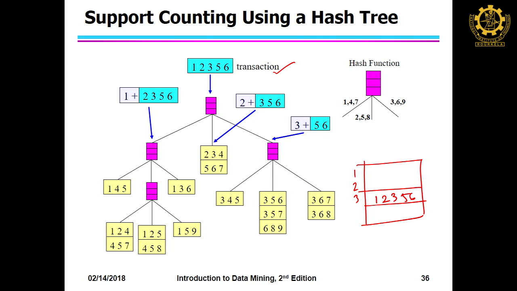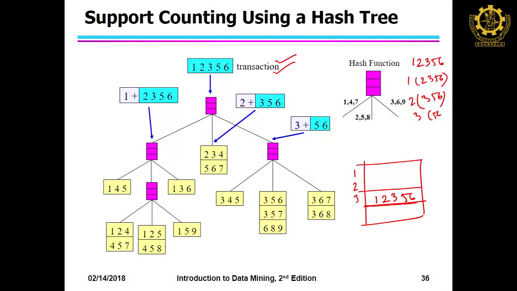As I said in the earlier class, for each transaction we will generate all probable item sets, not worrying about whether they are frequent or not; that we will test later. How do you generate them from 1, 2, 3, 5, 6? It can be 1 and then any combination of 2, 3, 5, 6. It can be 2 and then 3, 5, 6, or 3 and then 5, 6. That is what we said in the last class.